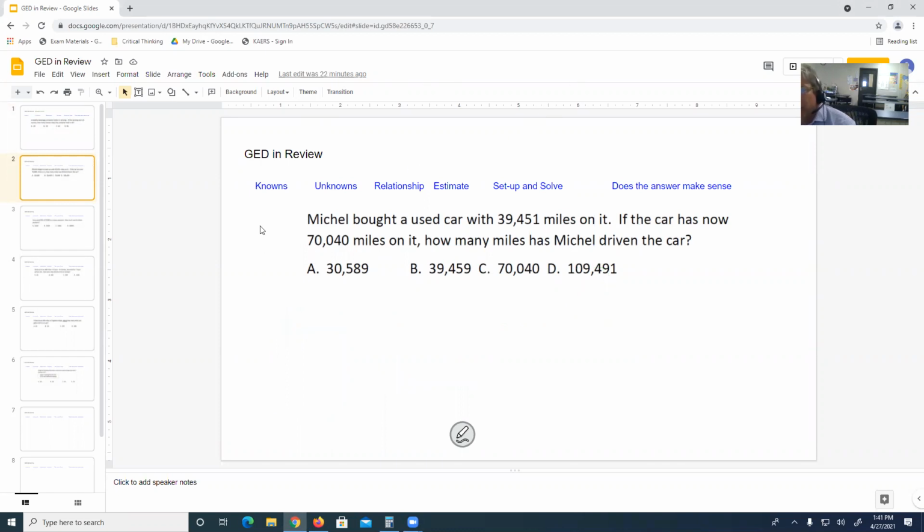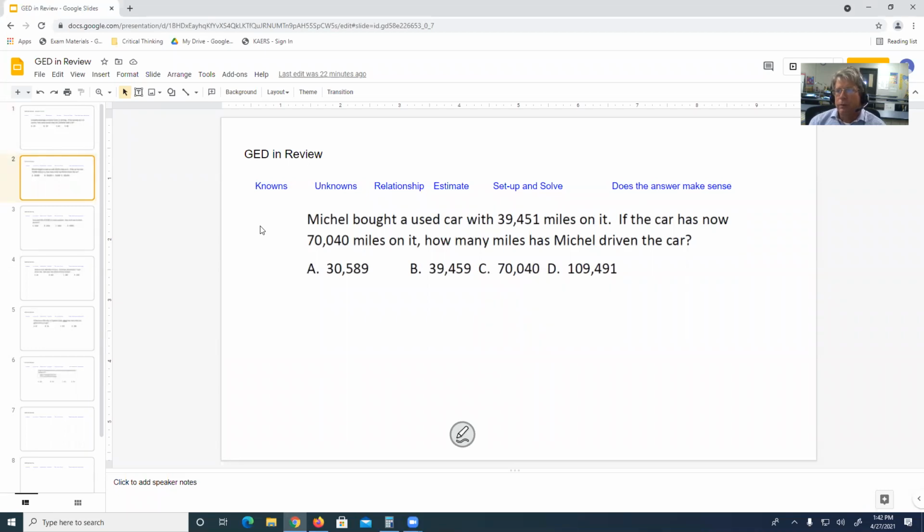So the next one we have is: Mitchell bought a used car with 39,451 miles on it. If the car now has 70,040 miles on it, how many miles has Mitchell driven the car? So again, feel free to pause the video and work it on your own, and we'll meet on the other side of this.